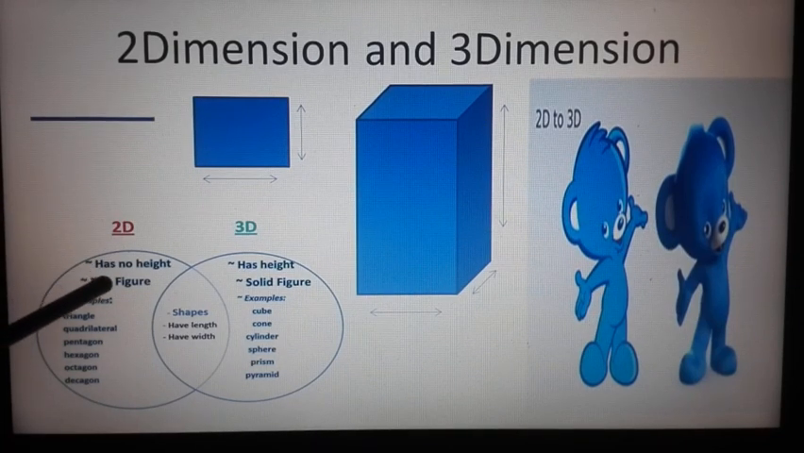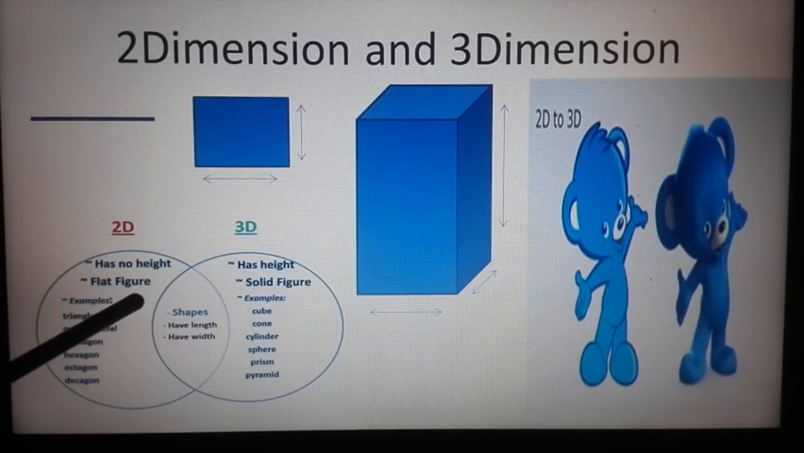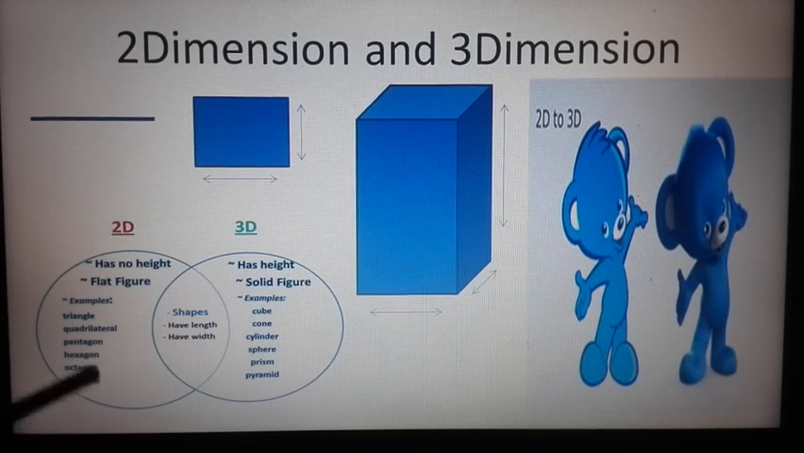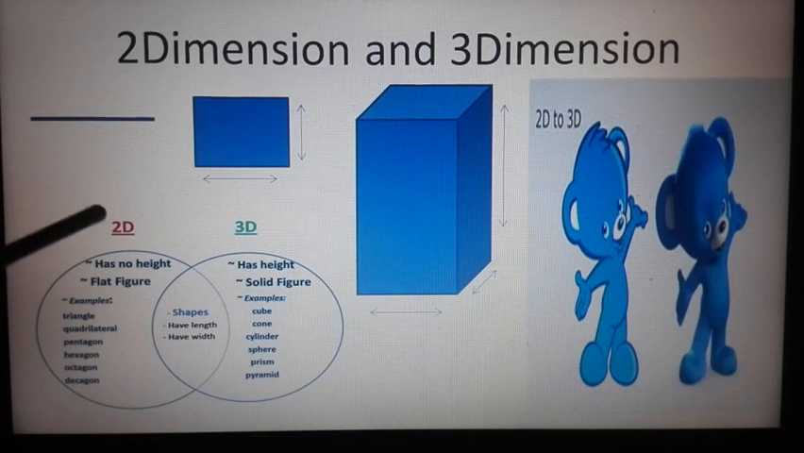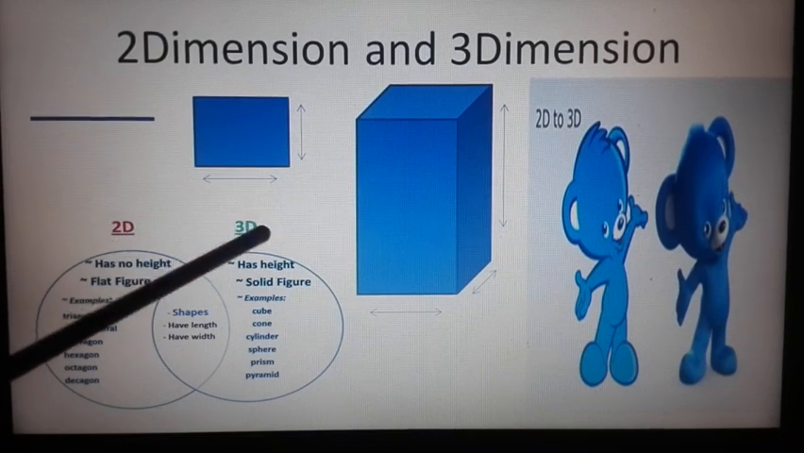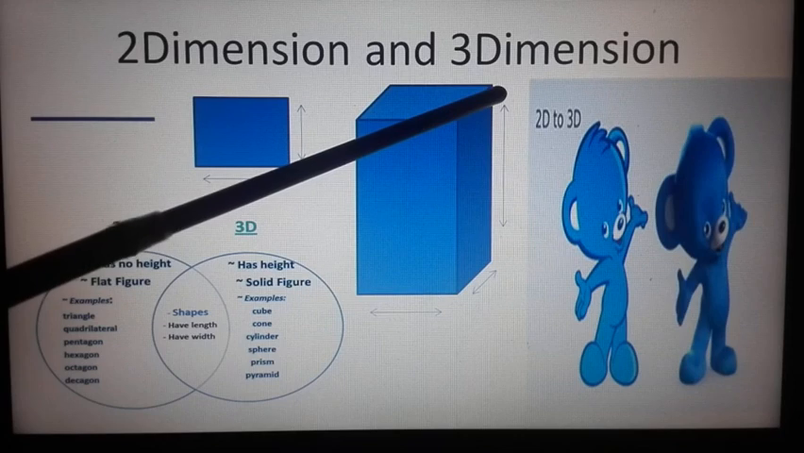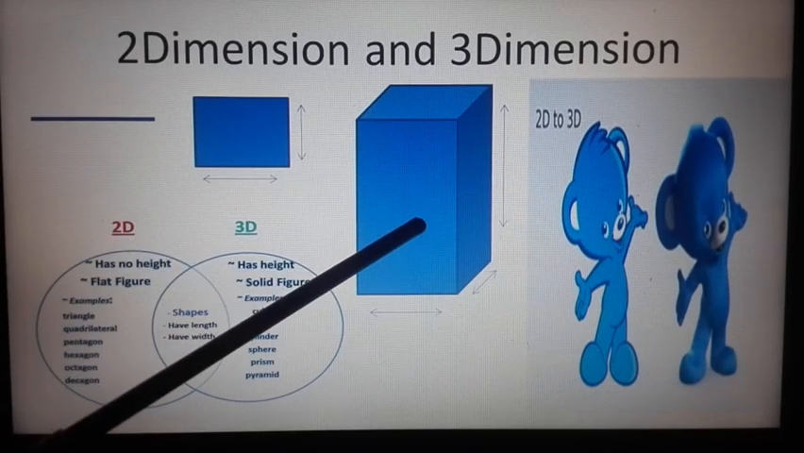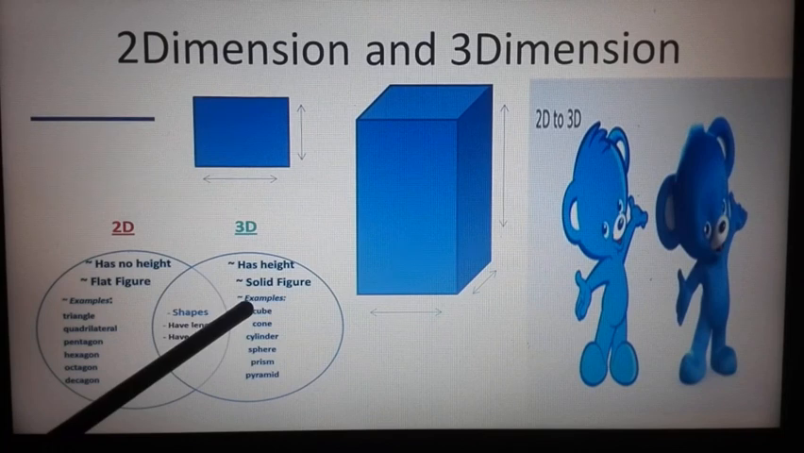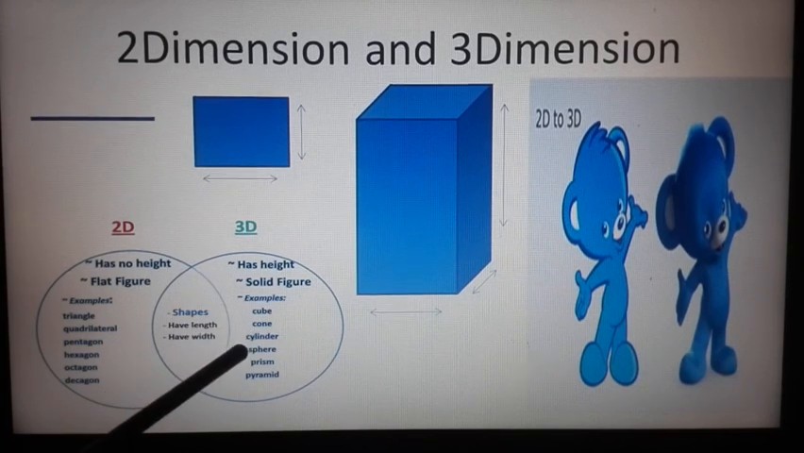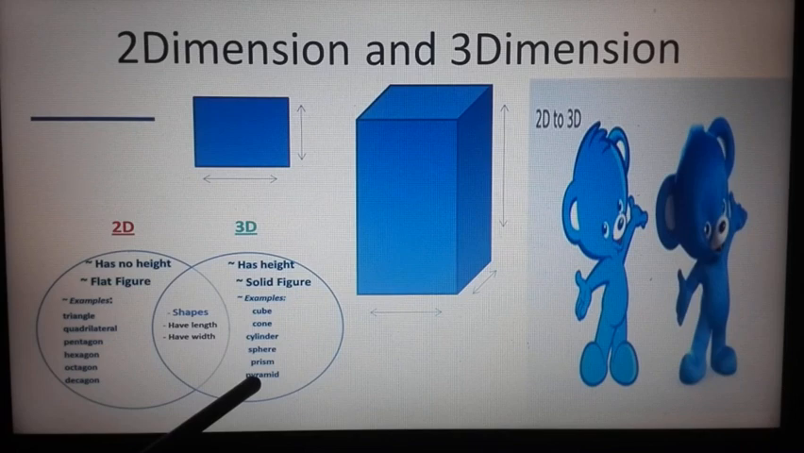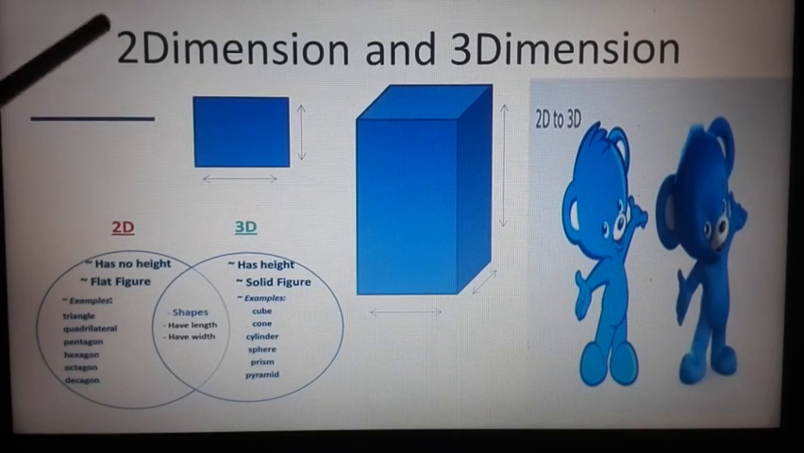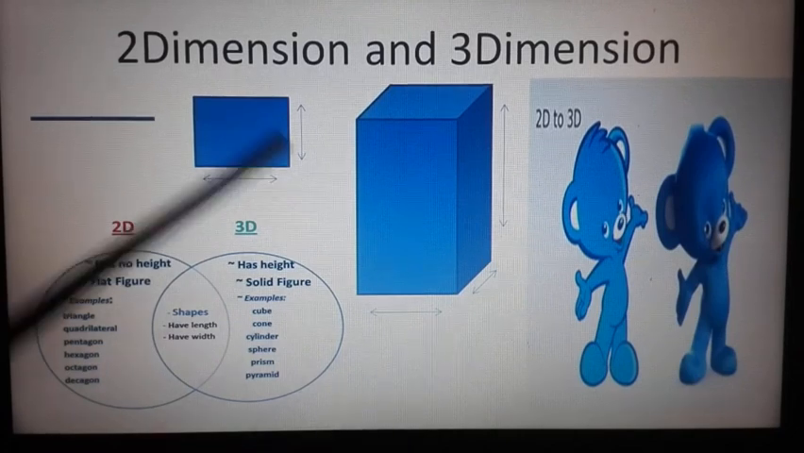You can read it here. 2D means there is no height, and 2D figures are flat. The examples given there are triangle, quadrilateral, pentagon, hexagon, octagon, decagon. All these are examples of 2D figures. And a 3D figure has height, and it should be a solid one. The examples are cube, cone, cylinder, sphere, prism and pyramid. Now I hope the 2D and 3D difference is clear.